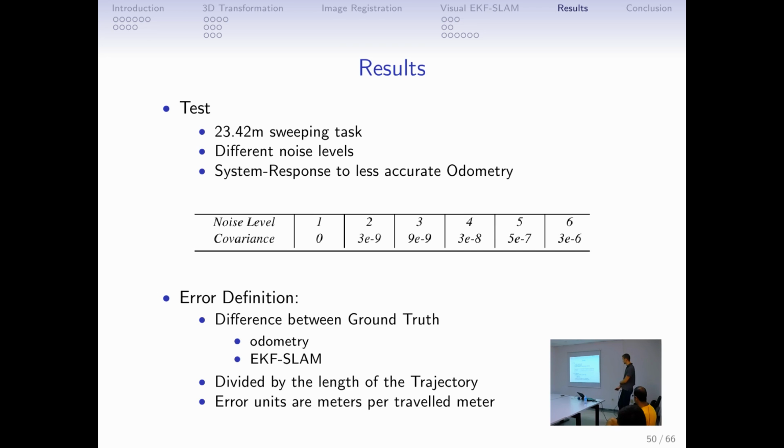And the error definition looks like this. We have the difference between the ground truth and the odometry, and the ground truth and EKF SLAM. And we are dividing each difference by the length of the trajectory, which is 23 meters. And the error units are meters per traveled meter.